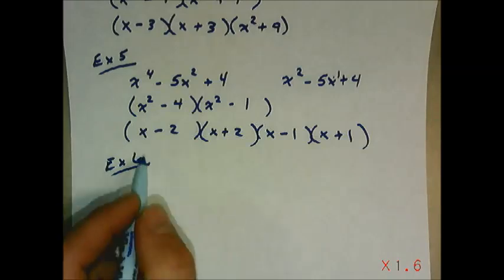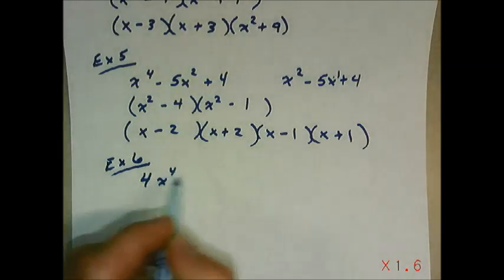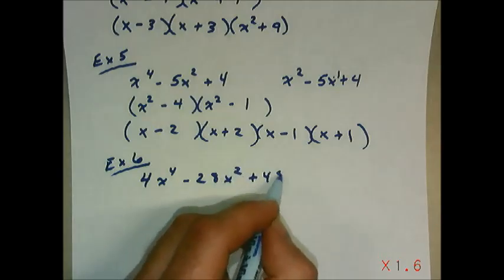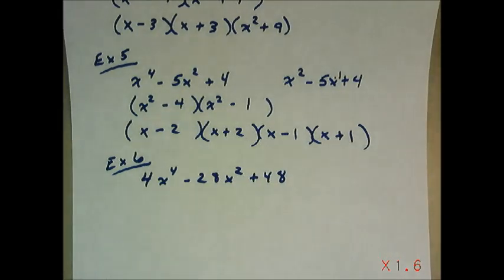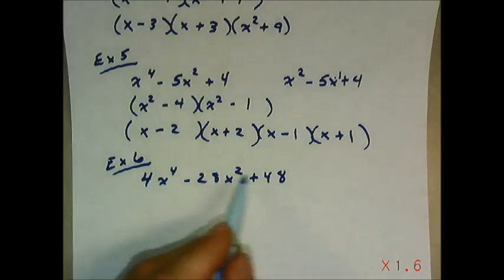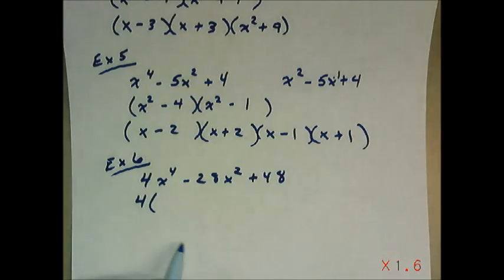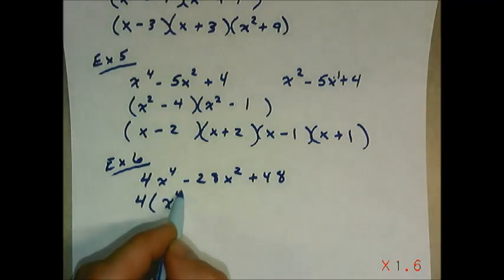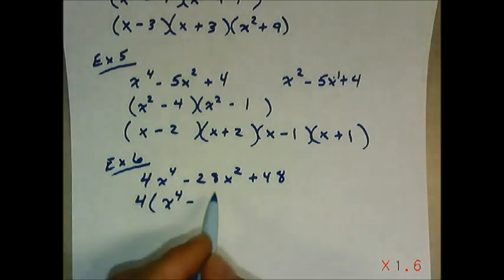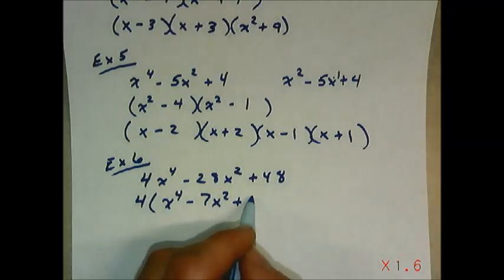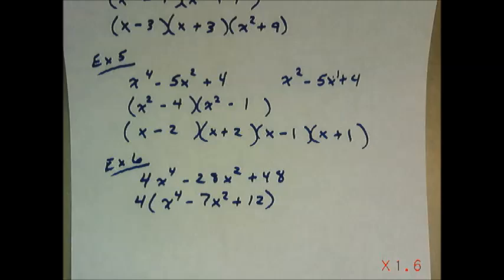In example 6, we're going to see 4x to the 4th minus 28x squared plus 48. Notice this gets a little more complicated. But what we can do is factor out a GCF. Notice 4 goes into each of these terms to begin. So I get x to the 4th minus 28 divided by 4 is 7x squared, and 48 divided by 4 is 12. Now I can look at this trinomial that's inside.